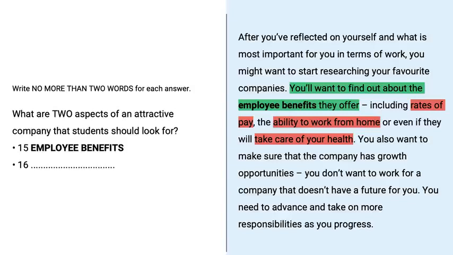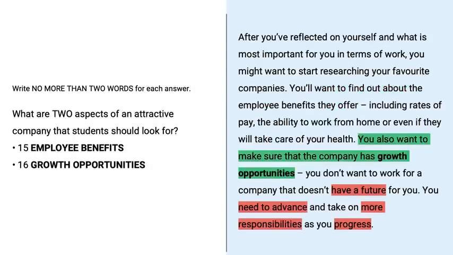So what's an aspect of an attractive company that students should look for? Well, employee benefits is the answer for number 15. Rates of pay would be incorrect. Ability to work from home doesn't work. Take care of your health also doesn't work. And for number 16, the answer is growth opportunities. Both words would be needed here. Have a future, need to advance, more responsibilities, and progress are the distractors, and they are all incorrect.